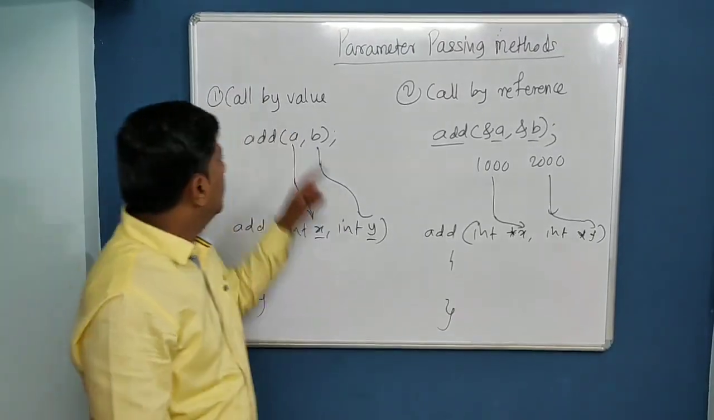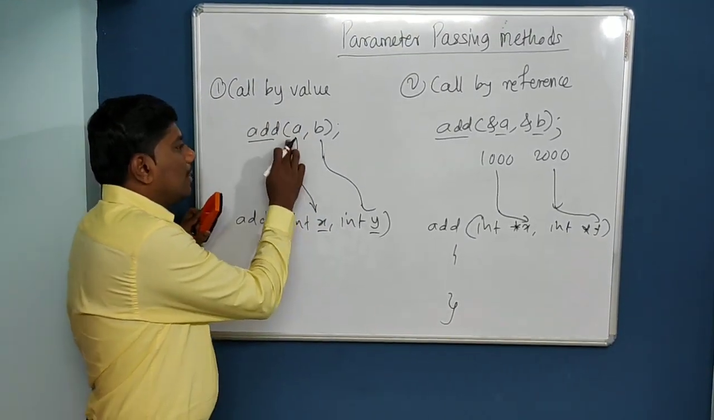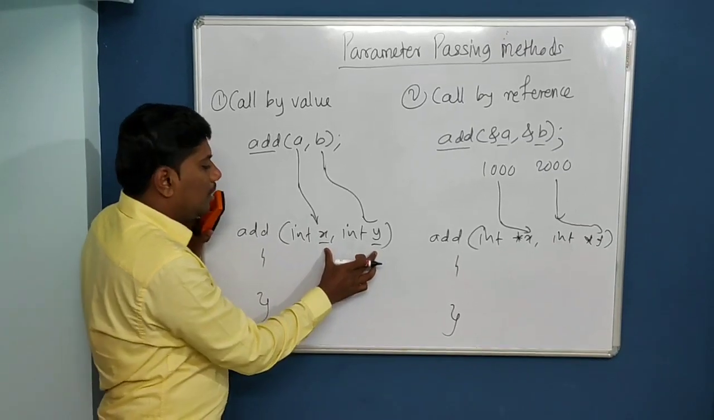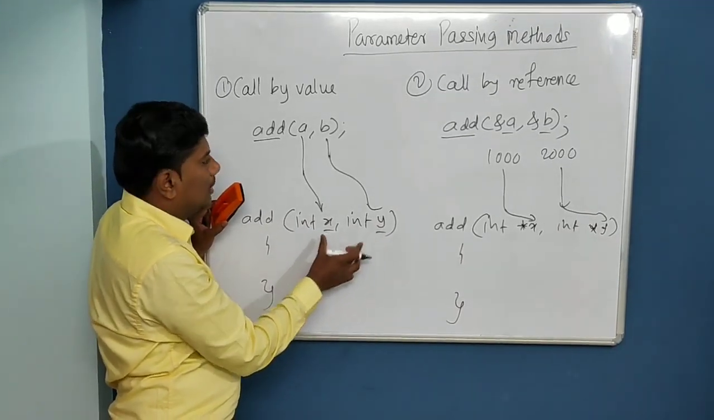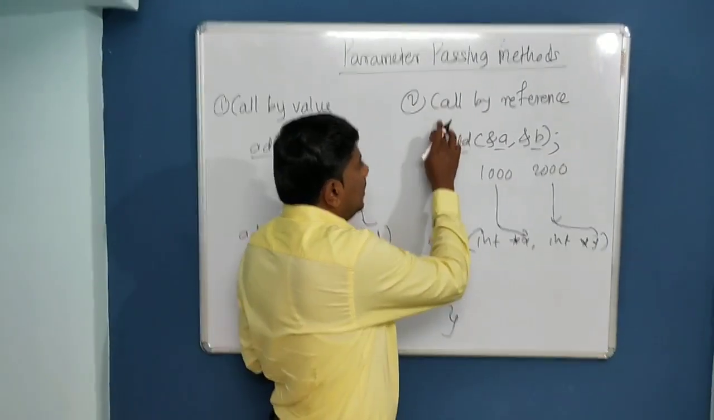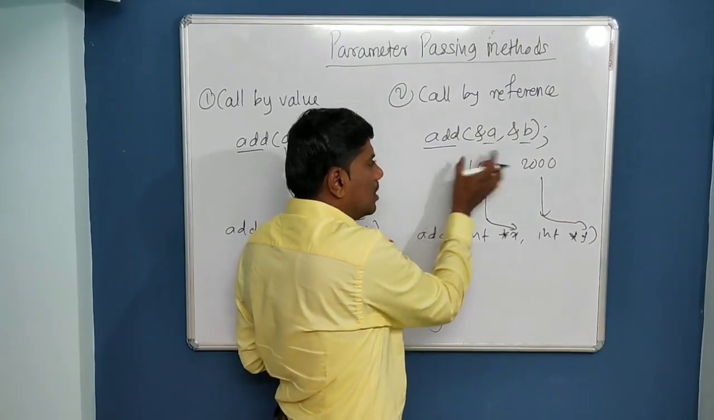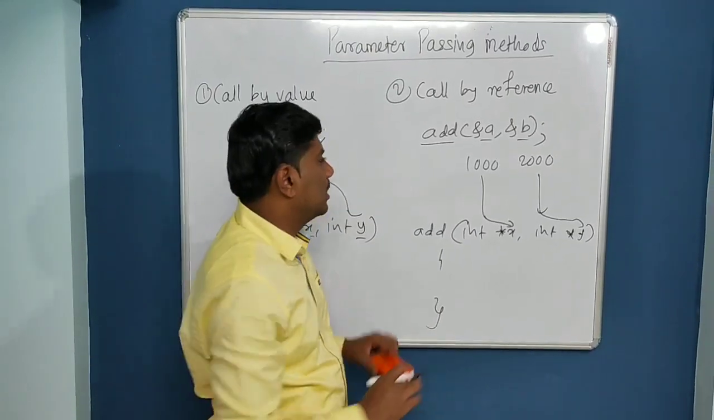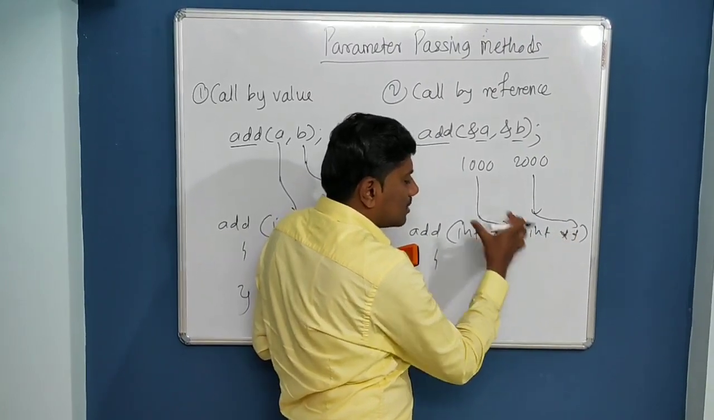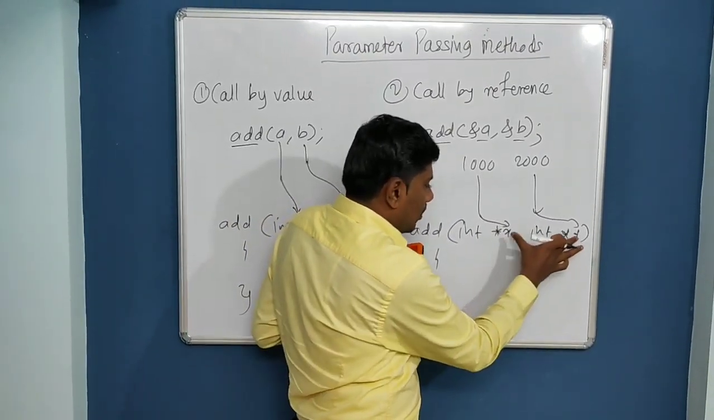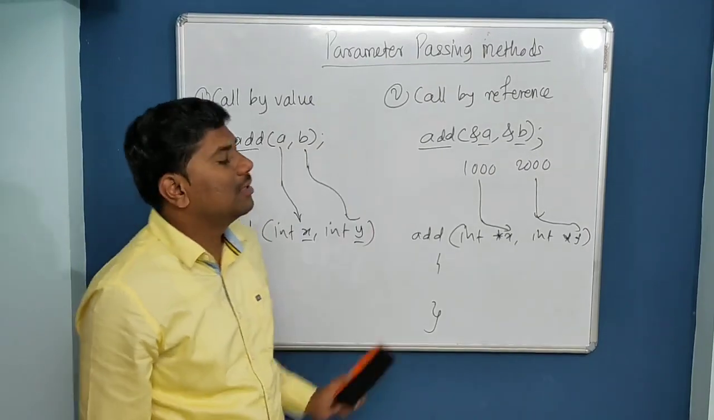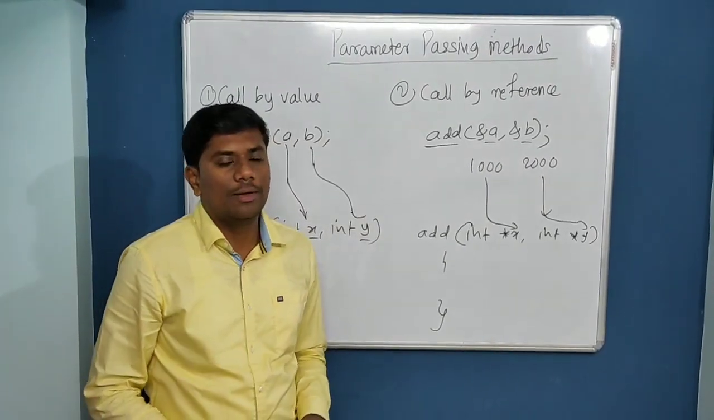Getting? I am repeating one more time. In call by value, I call the function by passing the values of actual parameters. These values will be copied into formal parameters. If we perform any operation on formal parameters, they will not affect the original values. Here we don't require pointer variables. In call by reference, we call the function by passing the addresses of actual parameters. These addresses will be copied into formal parameters. Here formal parameters must be pointers. If we perform any operation on these formal parameters, they will affect the original values. So this is the difference between call by value and call by reference.